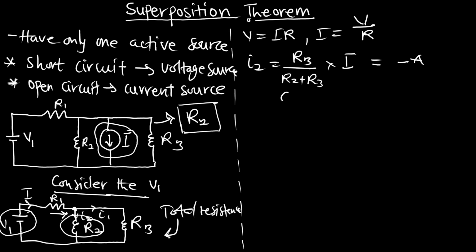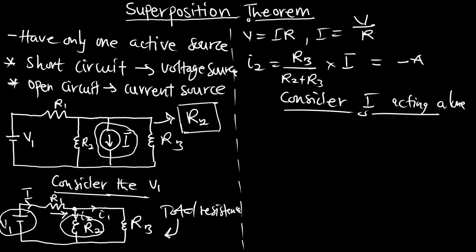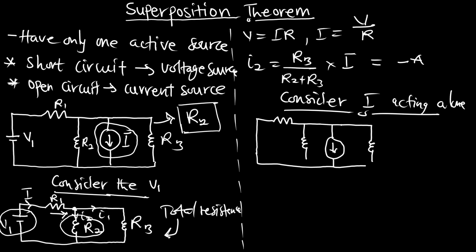So we will now also consider the current source acting alone. Consider I acting alone. So it is very simple. So here too, we are going to short circuit the voltage source and work with the current source. This is going to be my diagram. So short circuit this part. I have my resistor 1. I have resistor 2. This is my current source. And I have resistor 3 in position. So this is going to be my circuit.